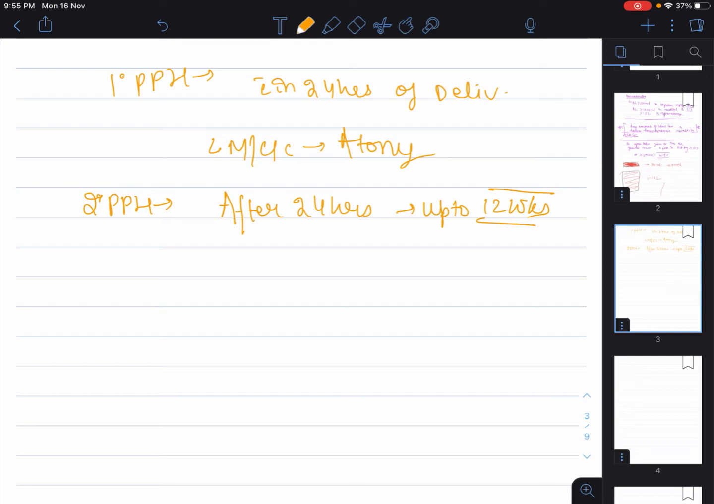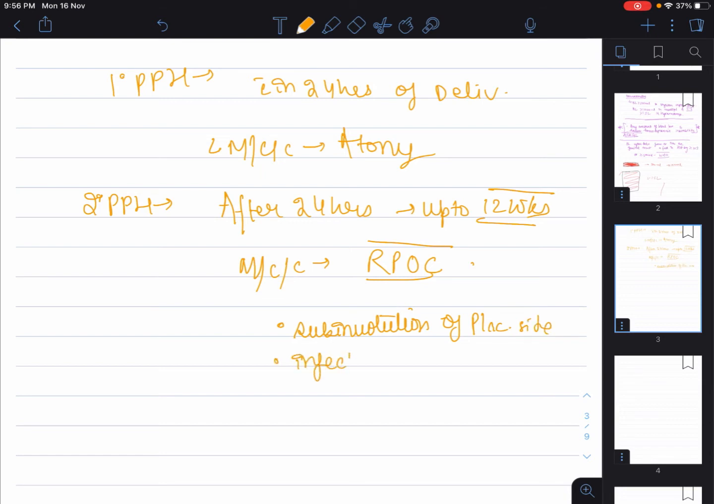What are the causes? There can be plentiful causes, but the most common cause is retained products of conception, right? Besides that, you can also have subinvolution of placental site. There can be infection, there can be some coagulation defect, right? But retained products of conception is the most common cause, right?